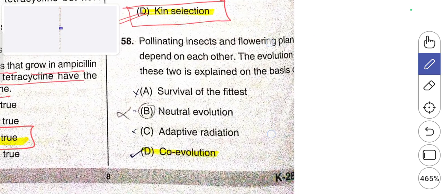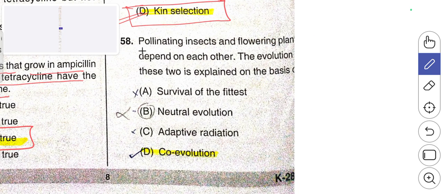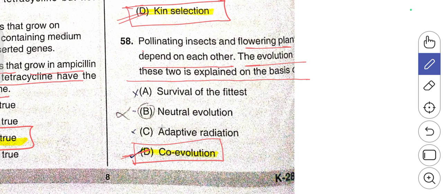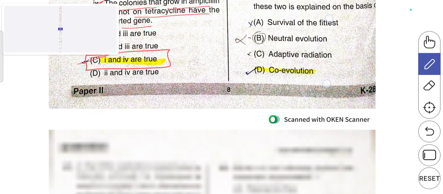Then 58th question. Pollinating insects and flowering plants depend on each other. The evolution of these two is explained on the basis of coevolution. Then 59th question.